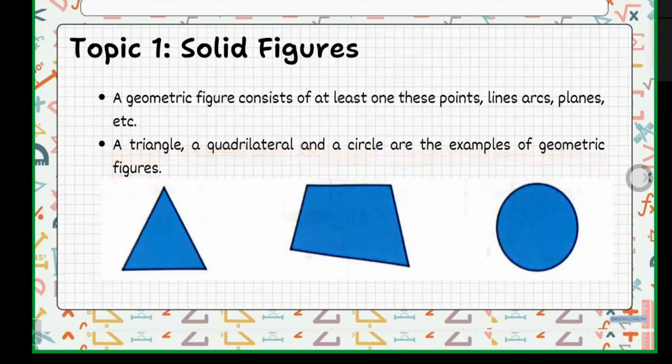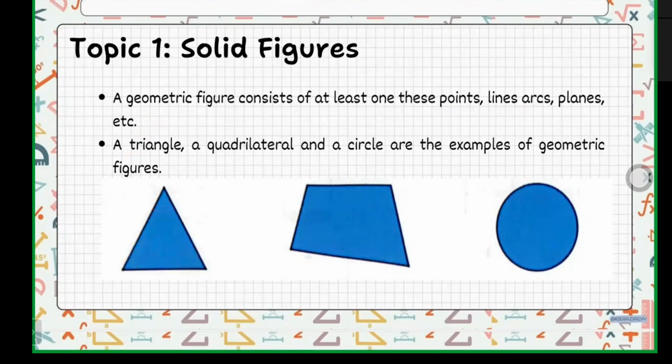So what is a geometric figure? It should have at least a point, line, or arcs, planes, etc. An example we have here is the triangle. Triangle means three angles, that's why it has 1, 2, sorry, that should be 1, 2, 3. So there are three angles.